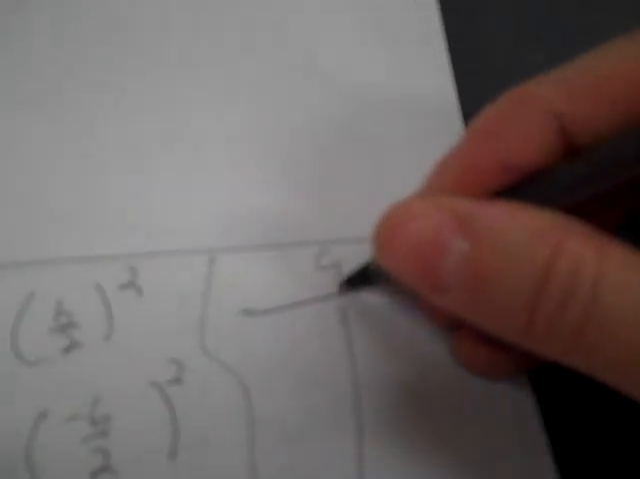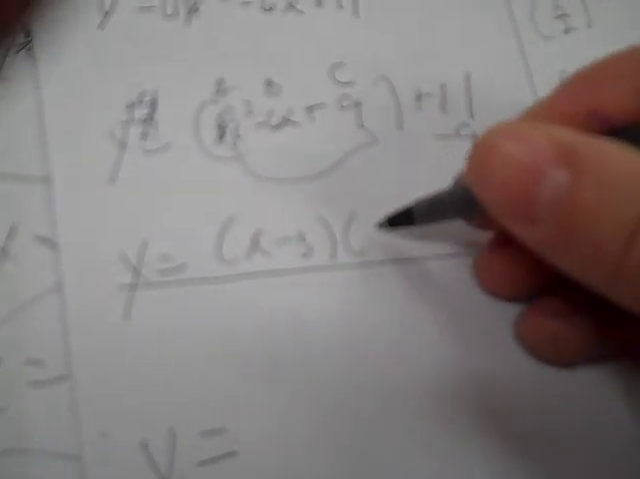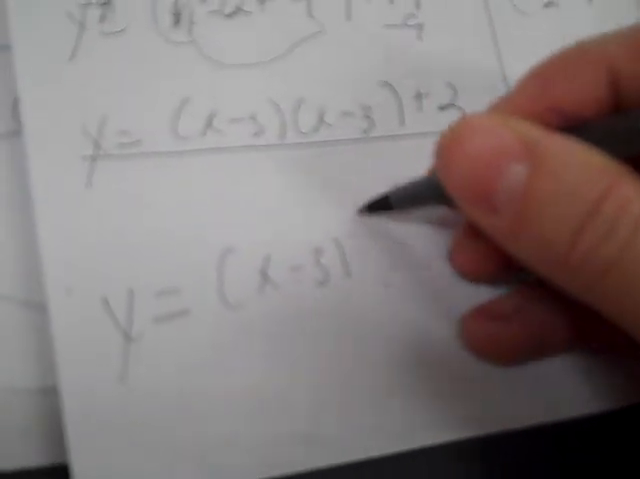1 times 9 is 9. And you're trying to add to get negative 6. 3 times 3 will work just fine. Negative. That's negative 6, man. Okay. So your a is a 1, so you rewrite it as x minus 3, x minus 3. 11 minus 9 is 2. So you get x minus 3 to the second plus 2. Bingo.